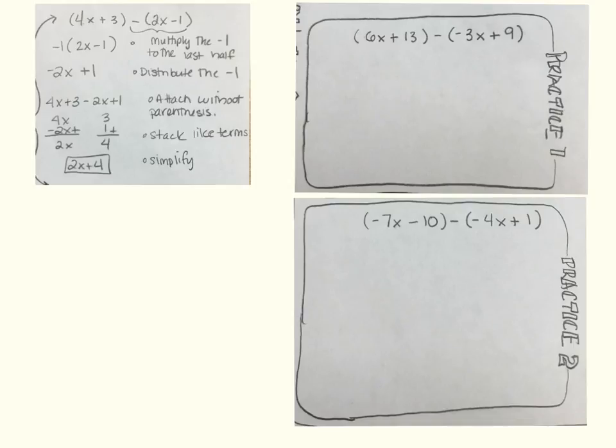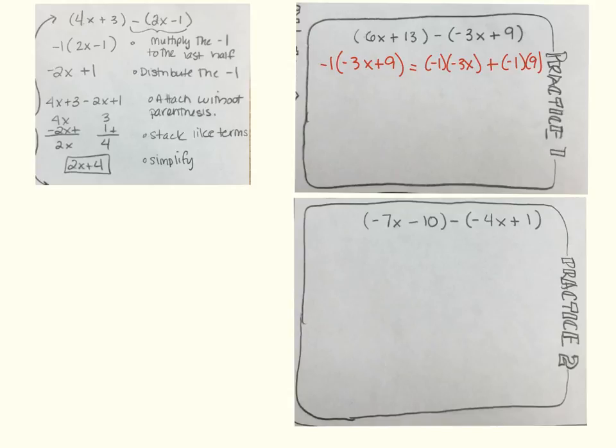Subtraction was the worst one of them all. So we are going to zoom in on the end of our expression, and we're going to multiply that last half of the expression by a -1. So we're distributing the -1. When we do that, we're going to end up multiplying -1 to -3x and -1 to +9.